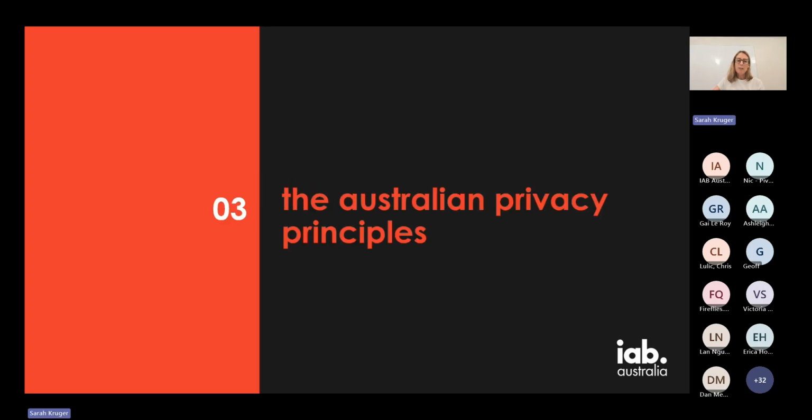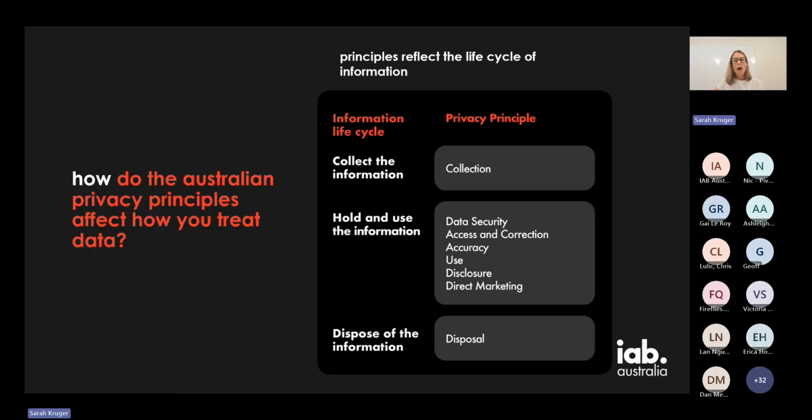Now, Australian privacy principles, and when you go to courses or lectures or webinars on privacy, this is often where people will start when they are taking a legal focus. Now, there are 13 Australian privacy principles. People often shorten Australian privacy principle to APP. There are 13 of them.